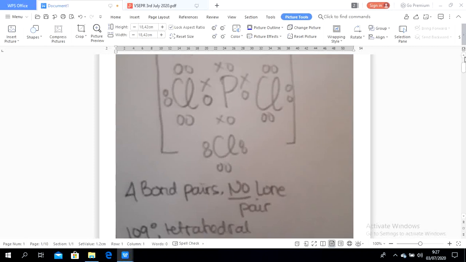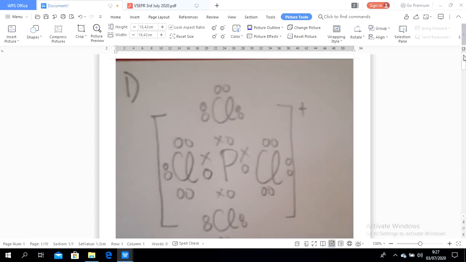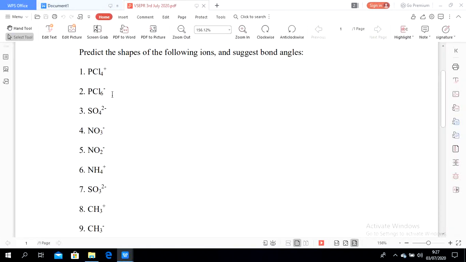As we can see here, there are 7 electrons around chlorine. So this is the correct diagram of how to display the dot and cross diagrams. There have to be 7 electrons around each chlorine, and 4 electrons around phosphorus. Why? Because 1 electron is lost. Now let's continue to number 2. Number 2 is the PCl6 negative ion. Negative ion means gain an electron.